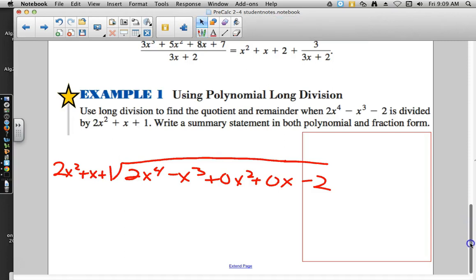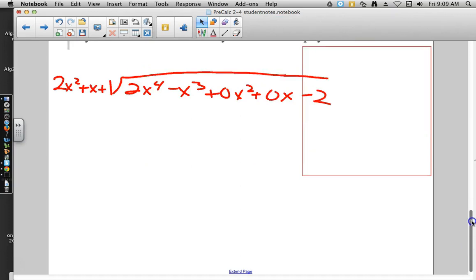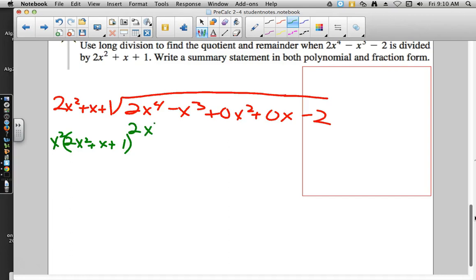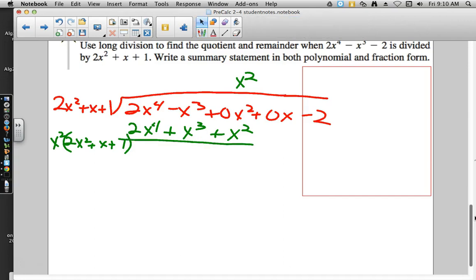All right, reminder, you don't focus on the whole thing. You don't try to do it all at once. You take that 2x squared plus x plus 1 and you think, how do I get 2x squared to be 2x to the 4th? Multiply by x squared. So that will give us 2x to the 4th plus x cubed plus x squared. Now again, I can see it's lining up. It's going to work, so I'm going to go ahead and write my x squared up there. But then what's the next step?